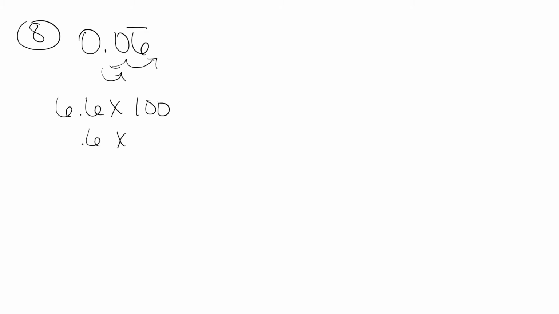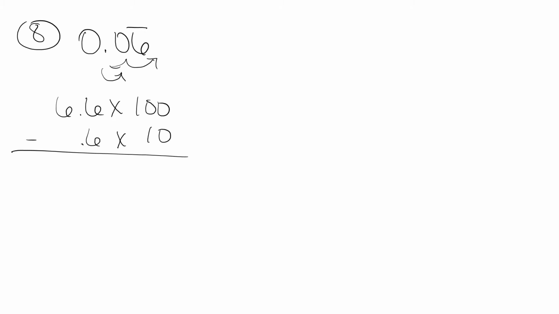Number 8, 0.06 with a 6 repeating. We're going to start by moving your decimal 2 places so that you have the decimal to the end of the number. So that would be 6.6 times, since you moved it twice, that would be 100. Then you want to come back and move your decimal right in front of the repeating digit. So that would be 0.6 times, and you only moved it 1 place, so that would be 10.